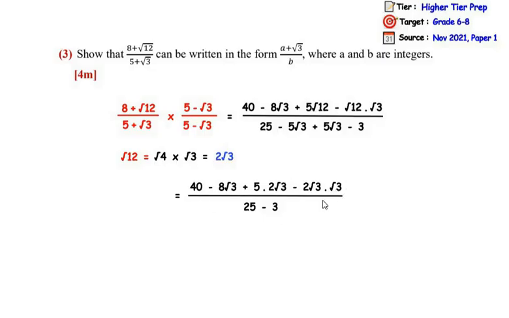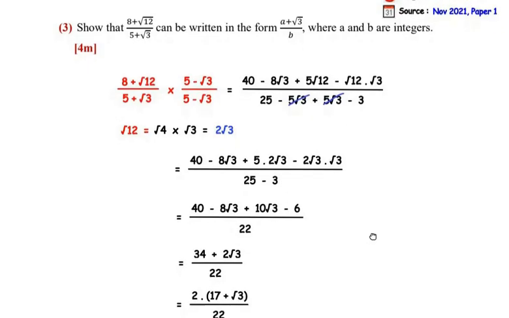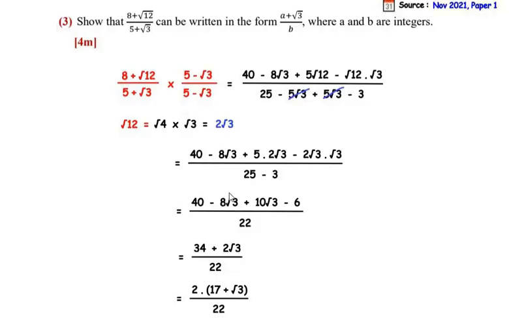3, divided by 25. Now minus 5 root 3 plus 5 root 3, they both are like terms, so they will add up to give us 0 minus 3. Now simplifying this, we get 40 minus 8 root 3 plus 5 times 2 is 10 root 3 minus 2 times root 3 times root 3 is 3. So 2 times 3 gives us 6, divided by 25 minus 3 is 22.